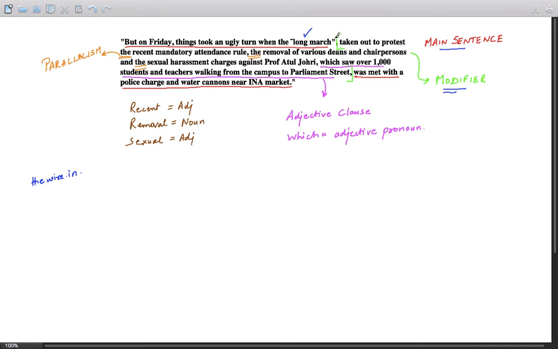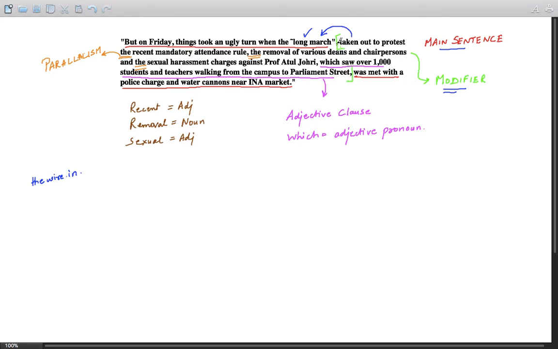So if you just read between the commas, taken out to protest and so on, you will understand that this portion, the green one, does not have an existence of its own. It cannot stand on its own. So it is dependent on the main sentence. Now, a modifier gives additional information. So it is basically giving additional information about the word it is put next to.